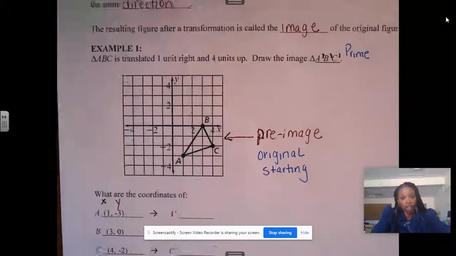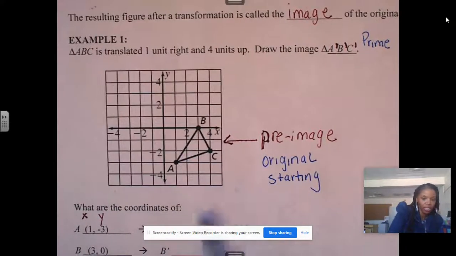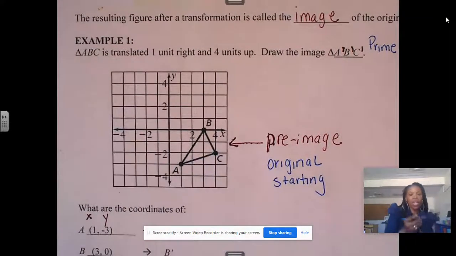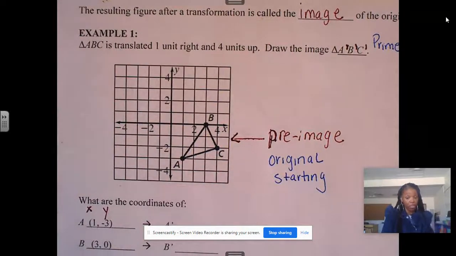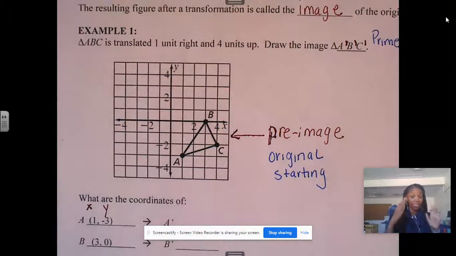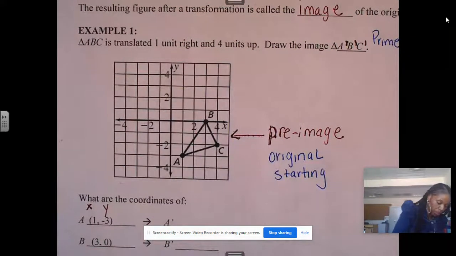So we're starting with this triangle, right? And all we're doing is taking each one of the vertices, each one of these points, A, B, C, and moving them to slide the image. It doesn't change. It's going to be the same direction and the same size. The only thing it's doing is moving. Then it says 1 unit to the right and 4 units up.